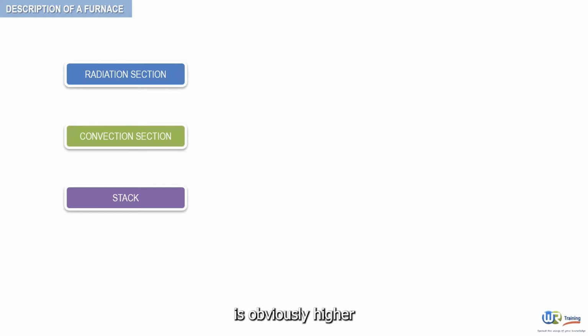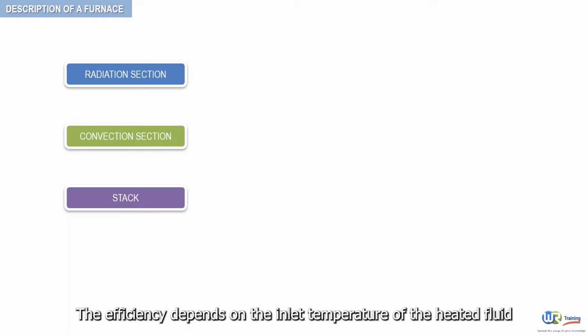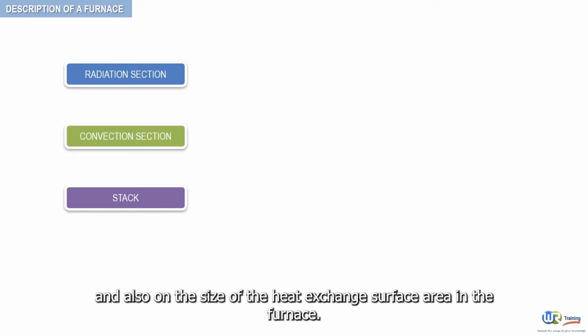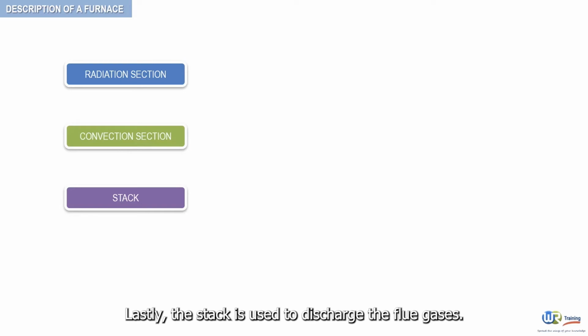The efficiency of a furnace with a convection section is obviously higher than that of a furnace with a radiation section alone. Efficiency depends on the inlet temperature of the heated fluid and also on the size of the heat exchange surface area in the furnace. This will be covered in detail further ahead. Lastly, the stack is used to discharge the flue gases.